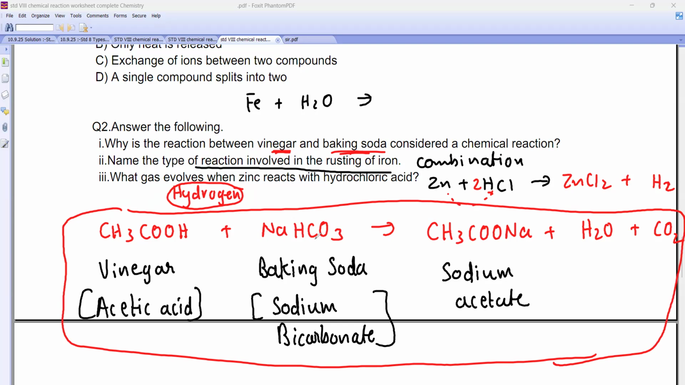Apple cider vinegar, we use in food items, in Chinese food and so on, right? Baking soda we add into idlis and dhoklas. Come on, dhoklas. All dhoklas lovers in the house, raise your hand.